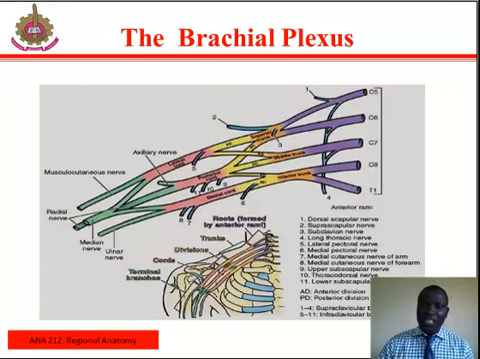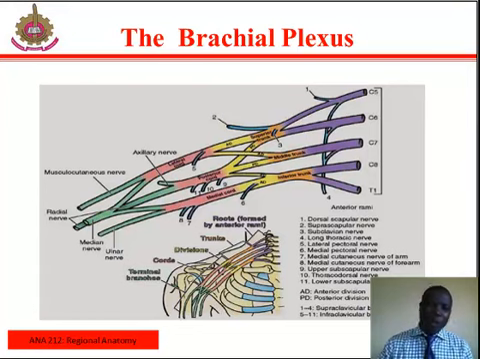The brachial plexus is a major network of nerves supplying the upper limb. It begins in the lateral cervical region and extends into the axilla. The brachial plexus is formed by the union of the anterior rami of the C5 to T1 nerves, which constitute the roots of the brachial plexus.